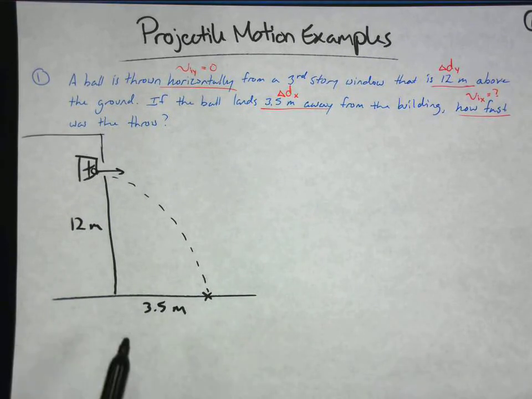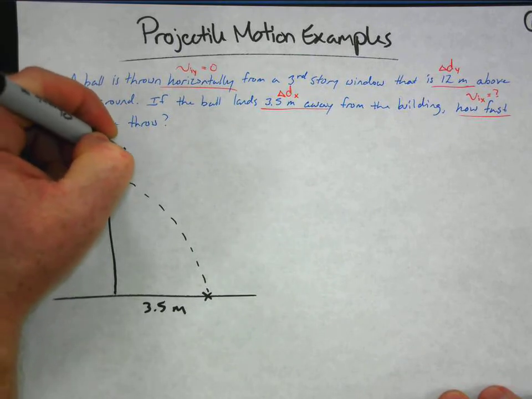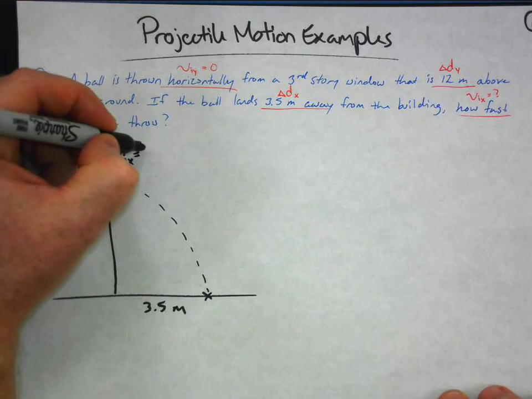In my diagram, there's really not much else to label. Well, I do have an unknown here. I have an initial velocity in the x direction, and that's what I want to find. I don't know that guy yet.